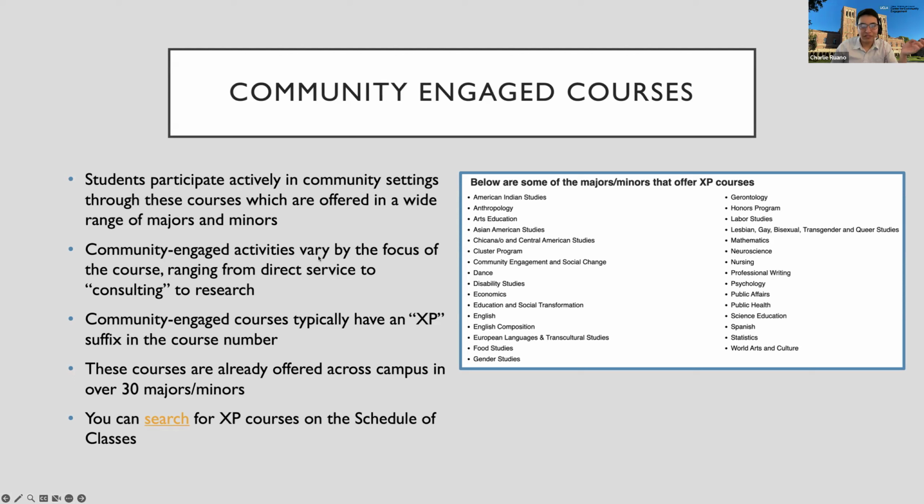And activities vary by the focus of the course, ranging from direct service to consulting to research. These courses are already offered across campus in over 30 majors and minors, which I showed here on the right. So not only can you fulfill your minor requirements, but there is a possibility you can fulfill your major requirements while also fulfilling your minor. So keep that in mind. I do suggest students reach out to their major advisor for that, because it's great to have a course that can fulfill both.